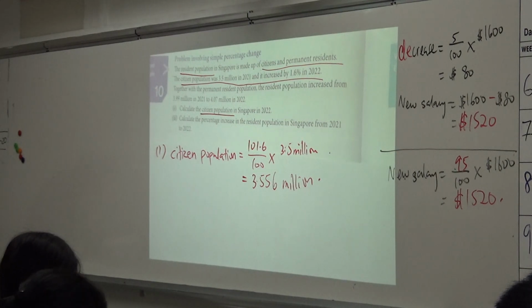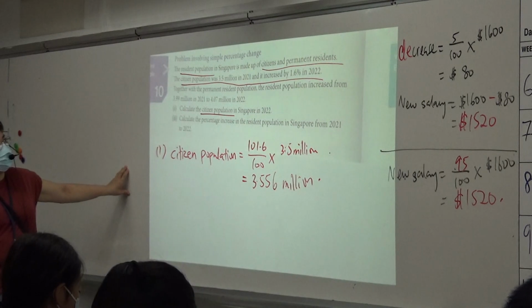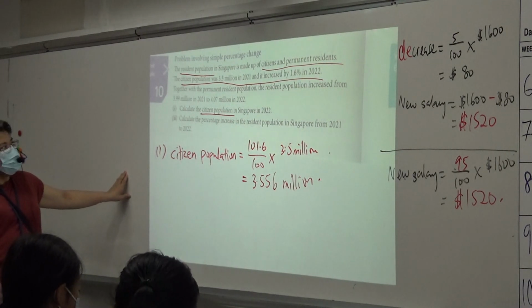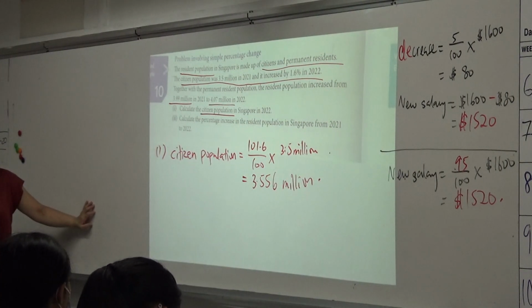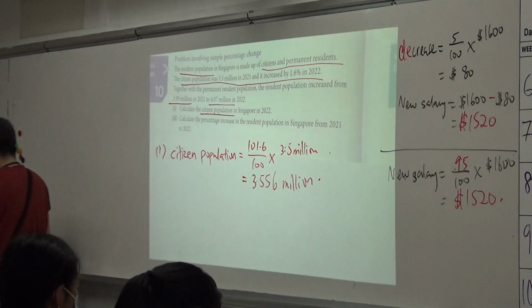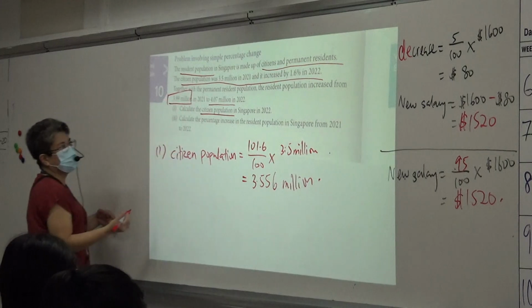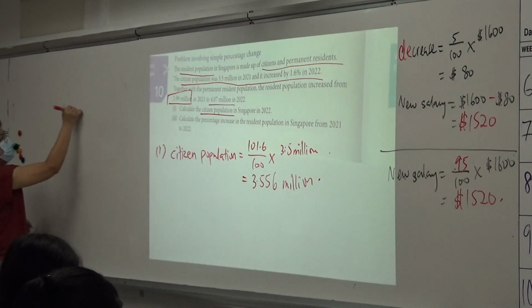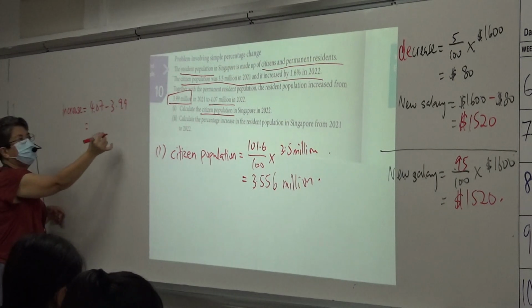Calculate the percentage increase in the resident population in Singapore from 2021 to 2022. Okay, resident population. Increase from this to this one. Correct? Yes or no? Okay. Now, can you tell me from this to this, which is the original? 3.99. Okay. This is the original. So, increase will be 4.07 minus 3.99, right? Okay, how many million?